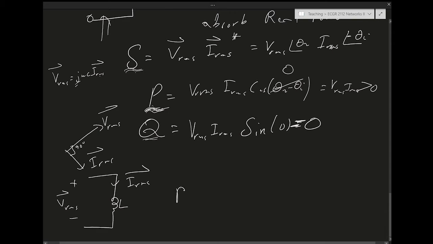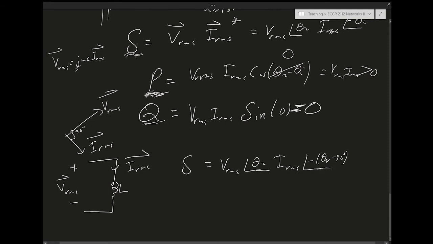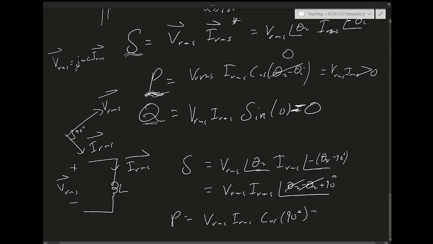Let's use this fact. Let's calculate P. Well, let's do S just for completeness. So this is V RMS, theta V, I RMS, minus theta I, right? But we said for inductors, the current is always lagging the voltage by 90 degrees. So theta I should be theta V minus 90 degrees, right? It's always behind the voltage by 90 degrees. So this equals V RMS, I RMS, theta V minus theta V plus 90. So this becomes 90 degrees, right? So P is just V RMS, I RMS, cosine 90 degrees. Aha, what's cosine 90 degrees? 0, right?